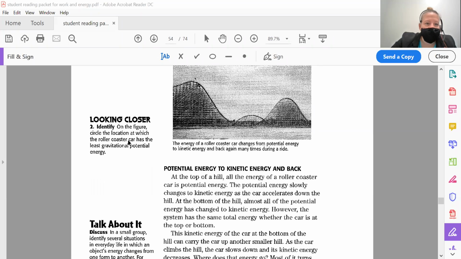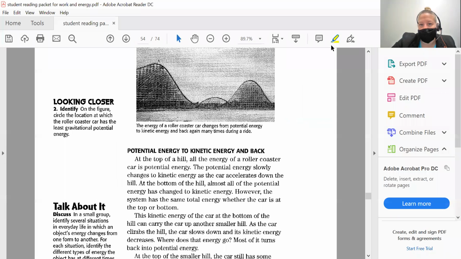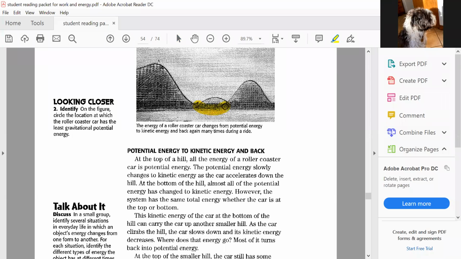On the figure, circle the location at which the roller coaster car has the least gravitational potential energy. Okay, so that would be the lowest part of the track. Okay, so that is going to be right here, the lowest part.